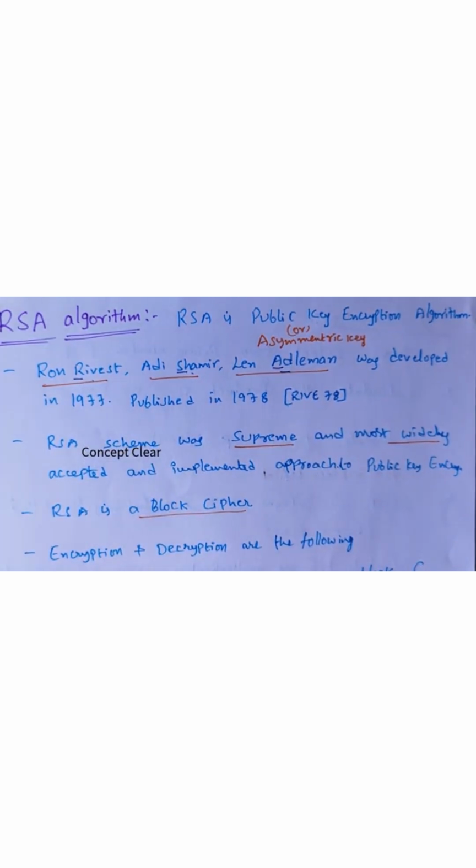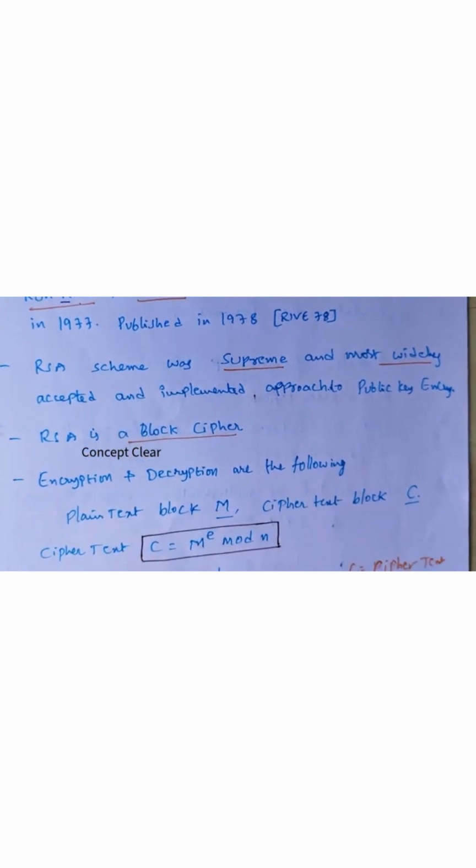The RSA scheme is the most widely accepted and implemented approach to public key encryption. RSA is a block cipher. What is the meaning of a block cipher? A block cipher is one where the plain text is divided into a number of subparts, and after encryption we also get ciphertext of the same size. That is called a block cipher.